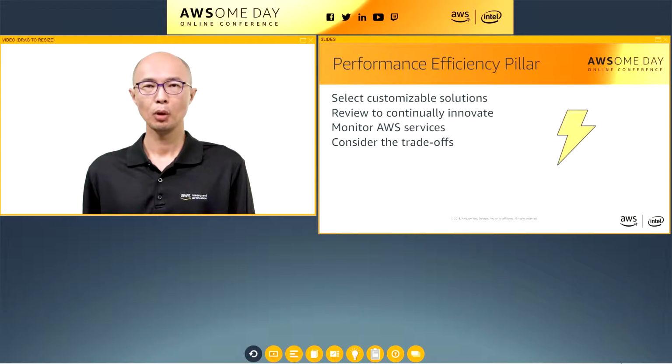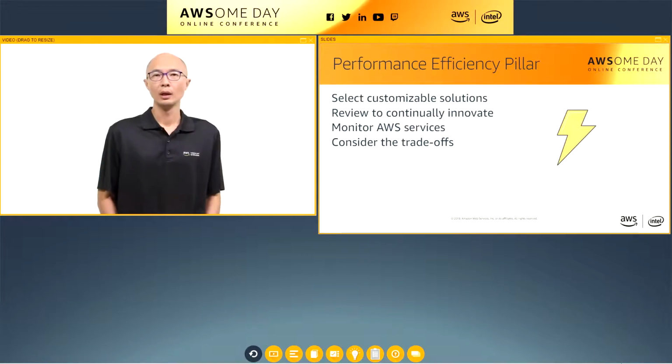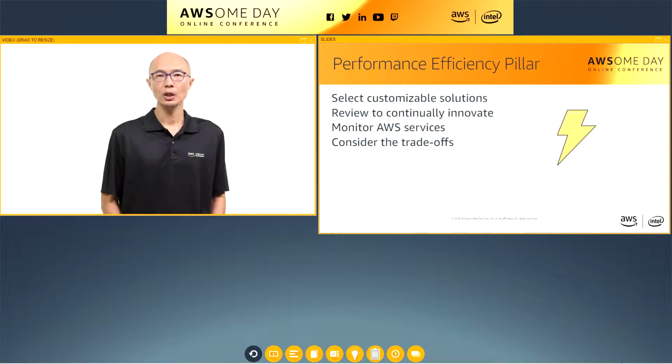With selection, it is important to choose the best solution that will optimize your architecture. However, these solutions vary based on the kind of workload you have. With AWS, resources are virtualized and allow you to customize your solutions in many different types and configurations. With review, you can continuously innovate your solutions and take advantage of the newer technologies and approaches that become available. Any of these newly released services or features can improve the performance efficiency of your architecture.